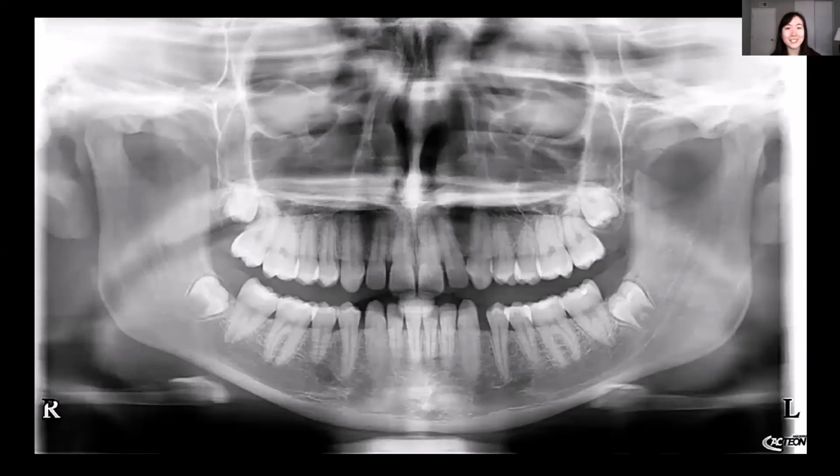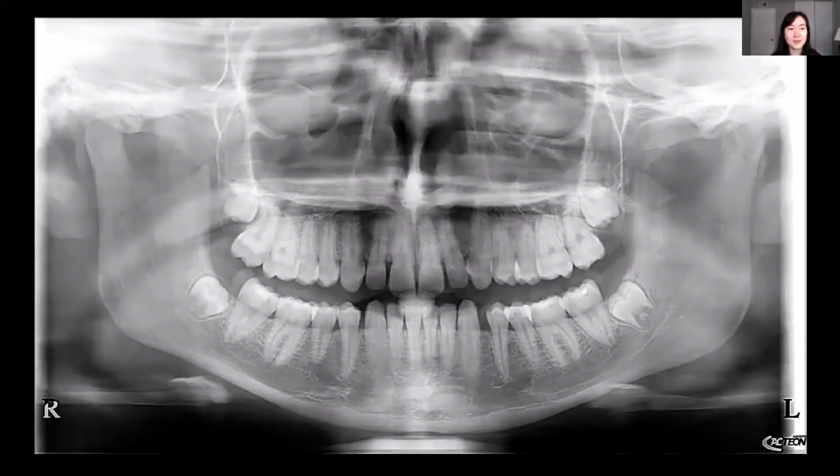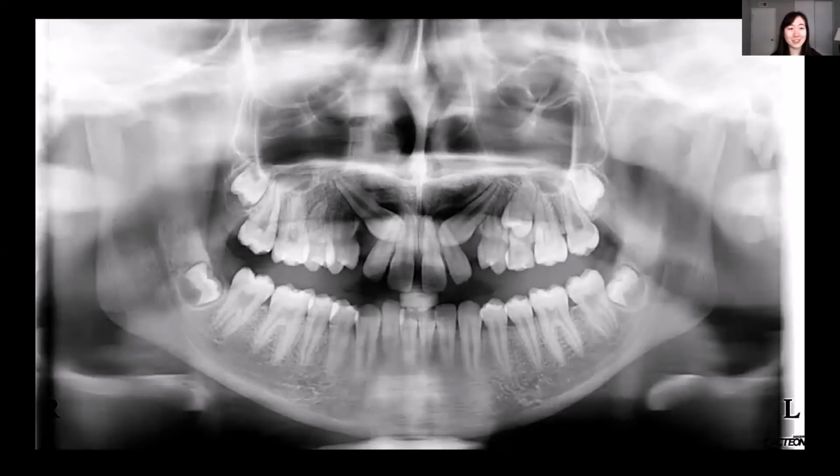This x-ray is very within normal limits. There's nothing remarkable on it, as in there's nothing that stands out that is something of concern. Let me show you an x-ray where I did find something of concern. Hopefully you can see it too.